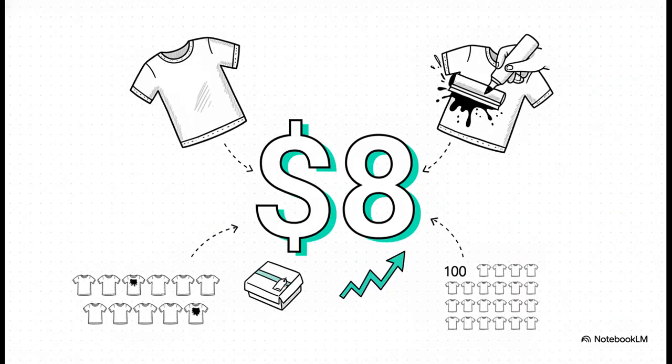Step two are variable costs. For each t-shirt, we have to buy the blank shirt itself. Let's say that's $4. We use $3 worth of ink and printing supplies, and the packaging for each shirt costs $1. So our total variable cost per unit is $8. If we make 10 shirts, our variable costs are $80. If we make 100 shirts, they're $800. You see that direct relationship.